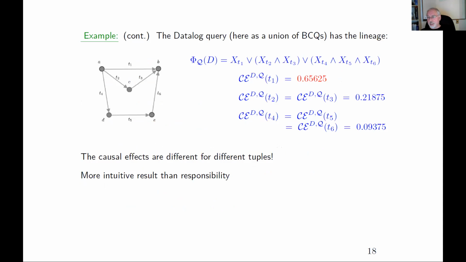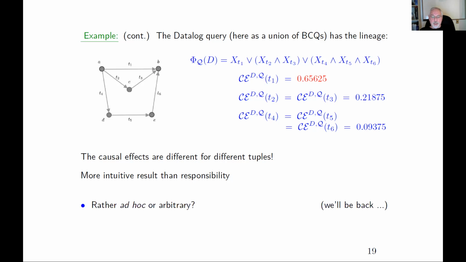Now, coming back to the original example for causal effect, the Datalog query can be expressed in this case very simply as a union of Boolean conjunctive queries that has this lineage, basically the 3 different paths that we have instantiated on the database. And if we compute as before the causal effects for the tuples, we get this causal effect for this tuple, this causal effect for these 2 tuples, smaller than this one, and this causal effect for these 3 other tuples, much smaller than this and this. So in this case, the causal effects are different for different tuples or for different classes of tuples, and this gives us a much more intuitive result for responsibility.